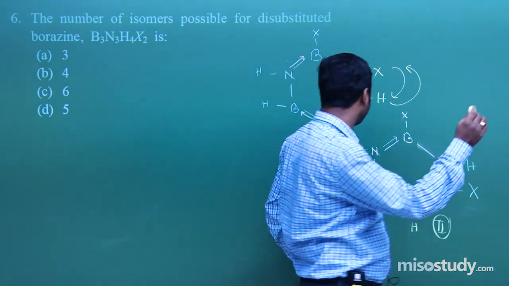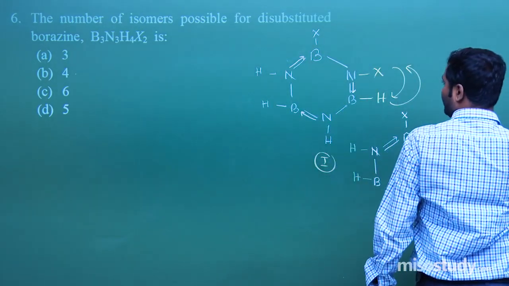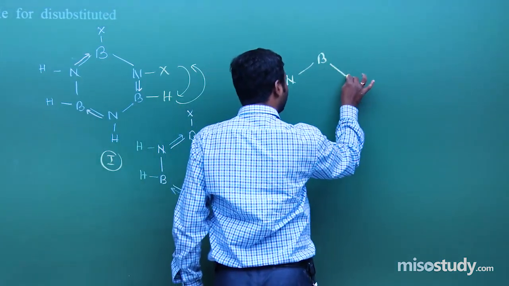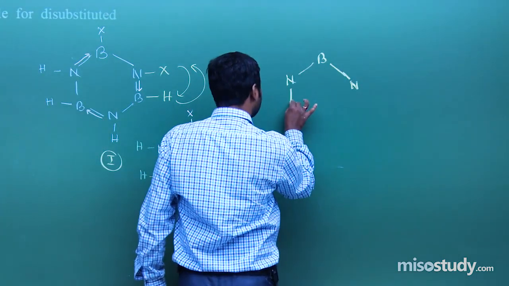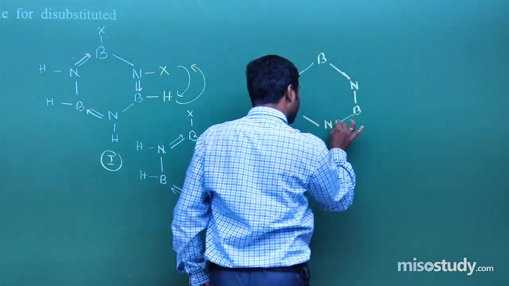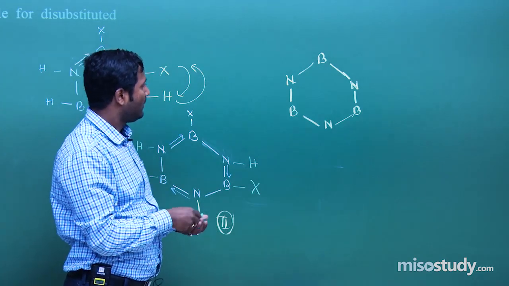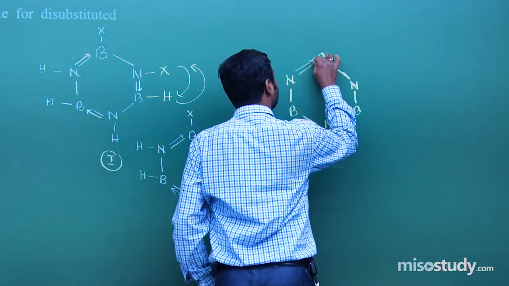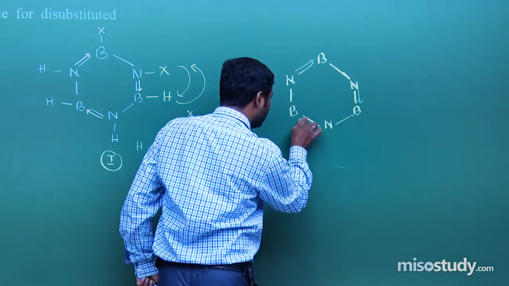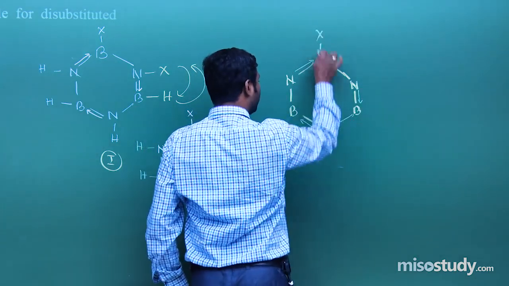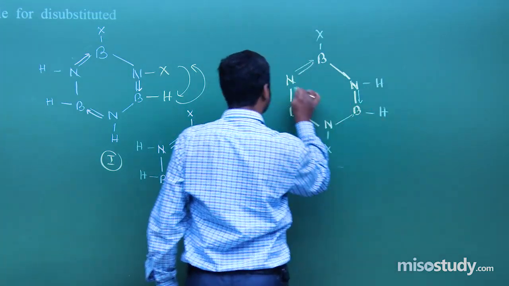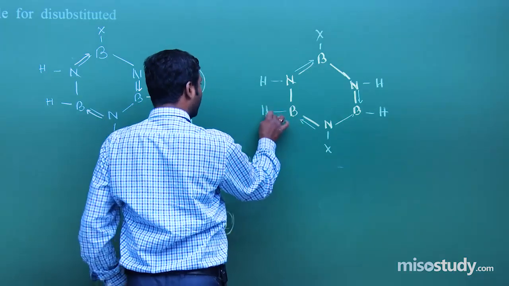The third, I'm moving here, friend. Look at the structure. Put here again B, that is N, that is N. Clear to you? This one is B, this one is N, this one is B, and this one is N. Okay, sir. Now put here this one and now this one. Now put here X here and this one is X. Put here H, put here H, put here H, and put here H.